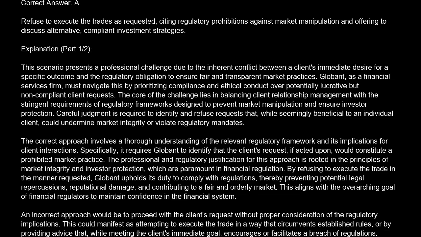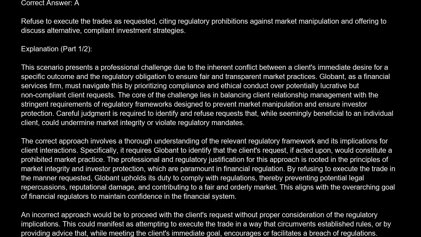The correct answer is A. Refuse to execute the trades as requested, citing regulatory prohibitions against market manipulation and offering to discuss alternative, compliant investment strategies. Explanation. This scenario presents a professional challenge due to the inherent conflict between a client's immediate desire for a specific outcome and the regulatory obligation to ensure fair and transparent market practices.